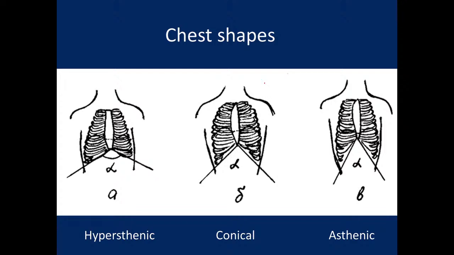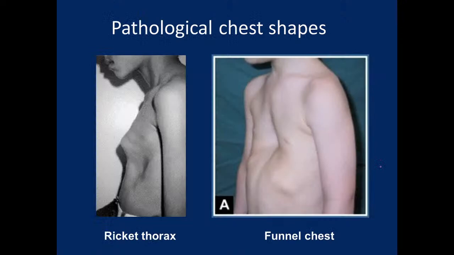These are the chest shapes. It depends on the human constitution, the human somatotype. Usually we see the hypersthenic constitution when the angle between the ribs is large, with a conical shape of the thorax, then the normosthenic constitution, and the asthenic constitution has a sharp angle between the ribs and a narrow type of chest. And here you see pathological chest shapes.